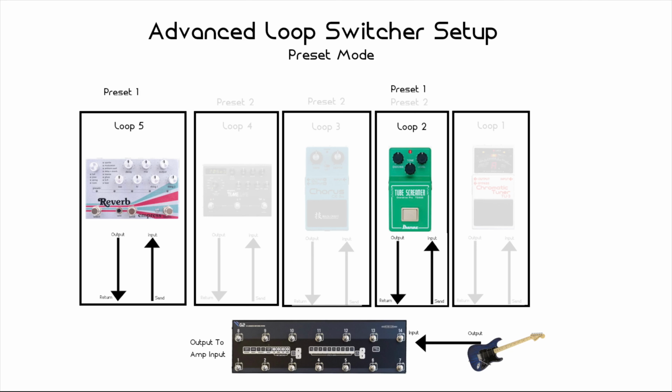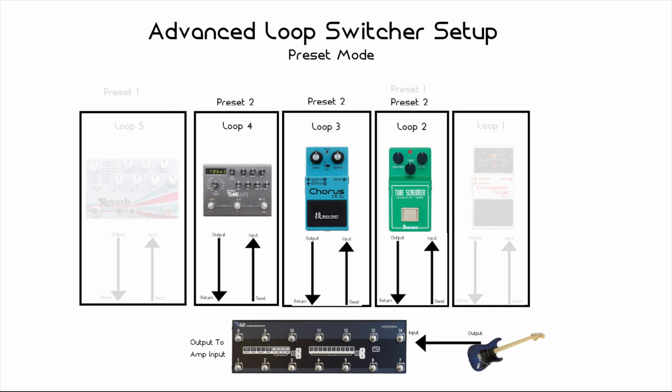Where more advanced switchers start to have an edge is in their presets mode. In presets mode, you can select various different loops to be activated when you press one switch. So instead of switch 1 activating loop 1, it now activates preset 1. In preset 1, you can see we have our overdrive and reverb, so when we activate preset 1, both of these pedals will turn on at the same time.